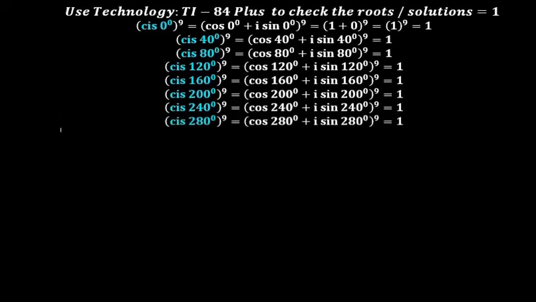Cis 280 degrees to the 9 is equal to cosine 280 degrees plus i sine 280 degrees to the 9, which equals 1. Cis 320 degrees to the 9 equals cosine 320 degrees plus i sine 320 degrees to the 9, which equals 1.